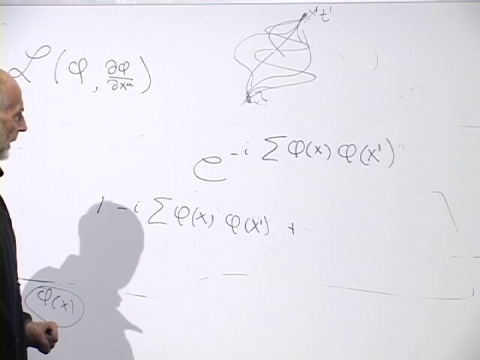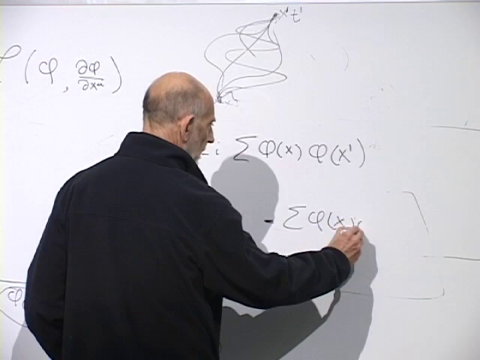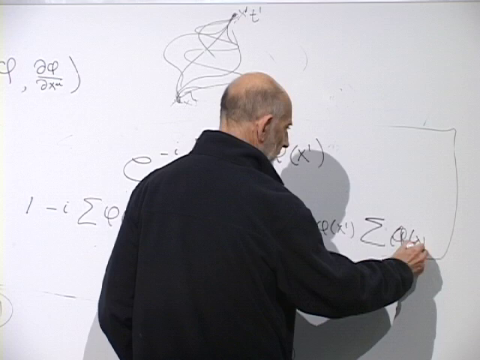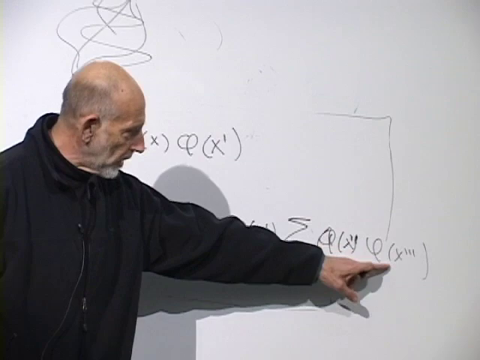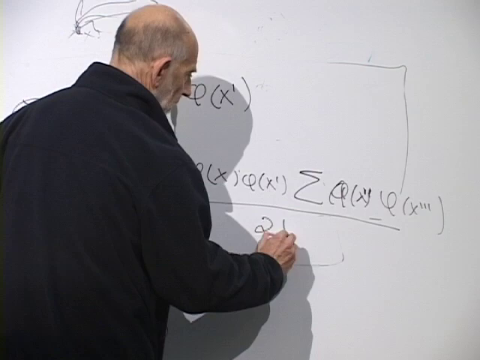I times I is minus 1, so it looks like it's minus the summation of phi of x prime, squared, times another factor of the sum of phi of x prime. Oh, this could be phi of x prime, x double prime, x triple prime. X double prime and x triple prime are one pair of neighbors. This is another pair of neighbors, and I think I left out a factor. There should be a 2 factorial downstairs. I'm simply expanding out the exponential here.